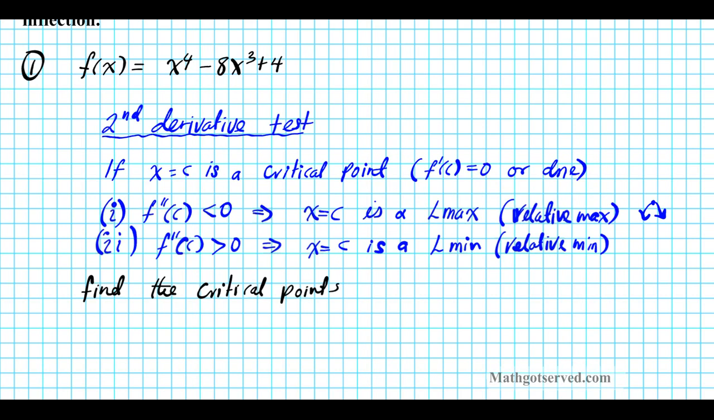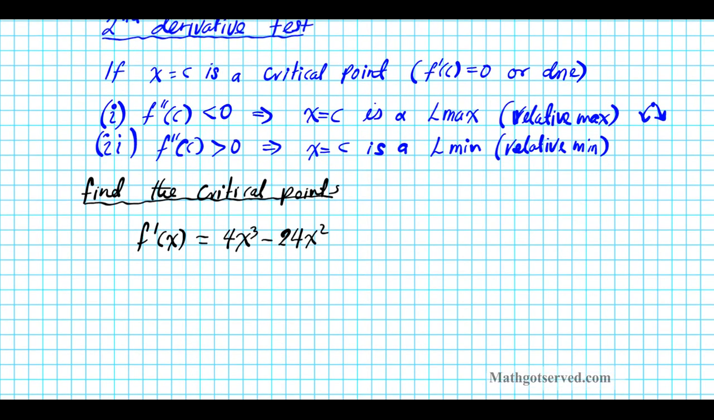All right, so how do we find the critical points? Just find the derivative. So that's the function. So f prime of x is going to be, using the power rule, 4x to the third minus 24x squared. All right? So to find the critical points, we need to find where f prime of x is equal to 0, horizontal tangents, or f prime of c does not exist, we have corners or vertical tangents.